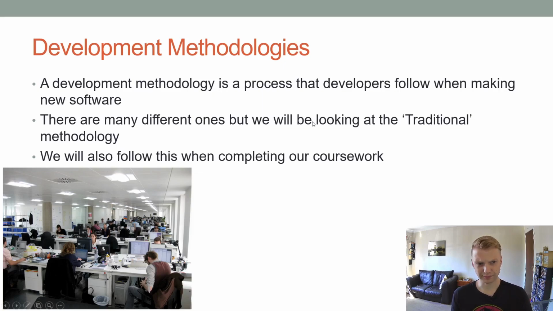So there's a bunch of different ones. Some are quicker and some are a bit slower, but the slower ones have different advantages. We're actually going to be looking at one of the slower ones, which is the traditional method, and we're going to be talking about its advantages and disadvantages. We'll also follow this when we're looking at the coursework, not quite as in-depth as they go, but at least each of the stages will be covered a little bit.